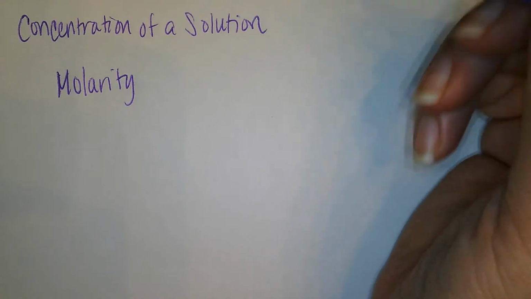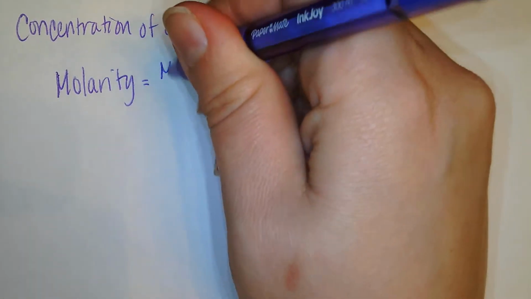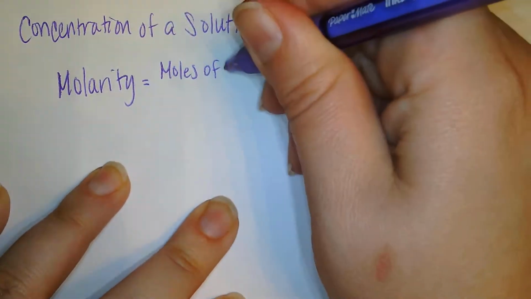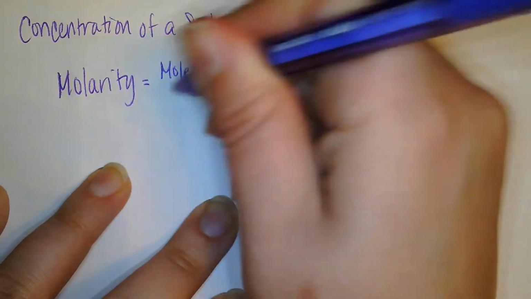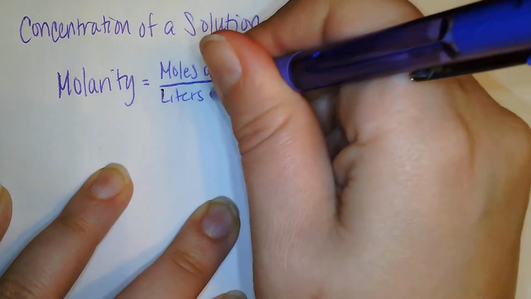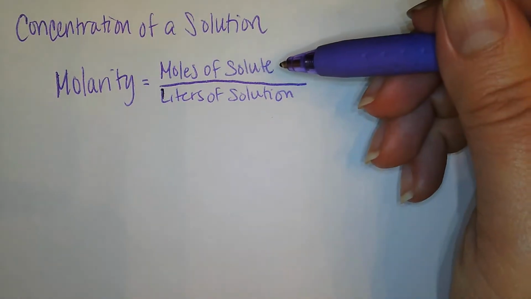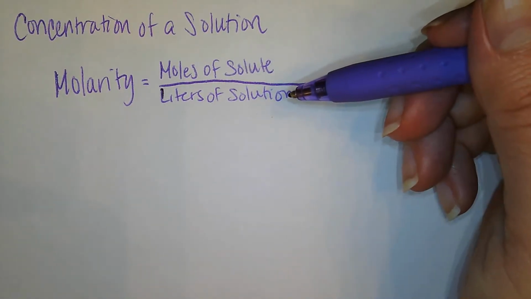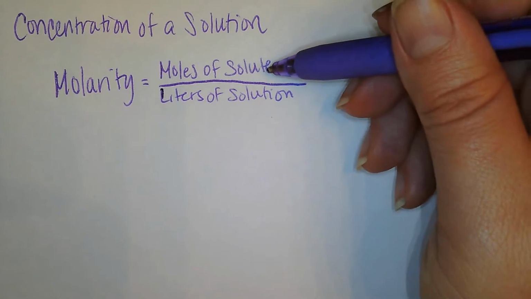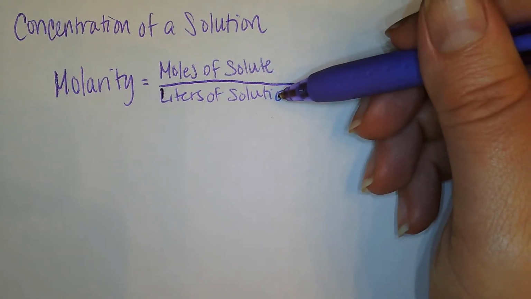And it has something to do with moles because it's molarity. Molarity is moles of a solute divided by liters of solution. The solute is the stuff being dissolved, and the solution is the liquid that is dissolving it. So, in this case, this is the food coloring, and this is the water.